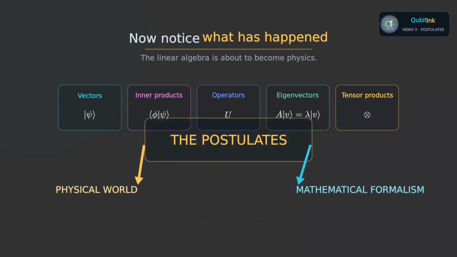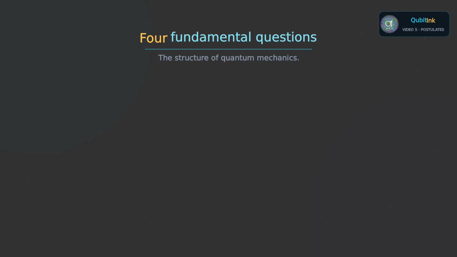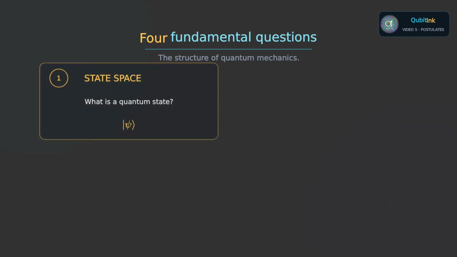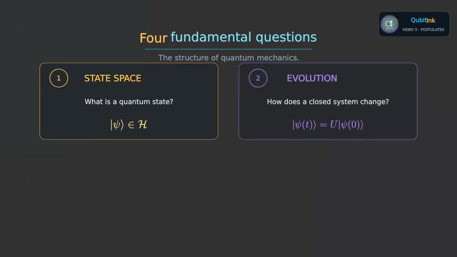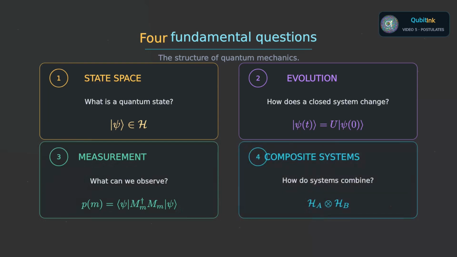The postulates provide the connection between the physical world and the mathematical formalism of quantum mechanics. There are 4 fundamental questions we now need to answer. First, what is a quantum state? What mathematical space does it live in? Second, once we have a state, how does it change with time? Third, when we perform a measurement, what outcomes can occur, with what probabilities, and what happens to the state afterward? And fourth, if we have several quantum systems, how do we describe them together? These are the 4 ideas we will study: state space, evolution, measurement, and composite systems.